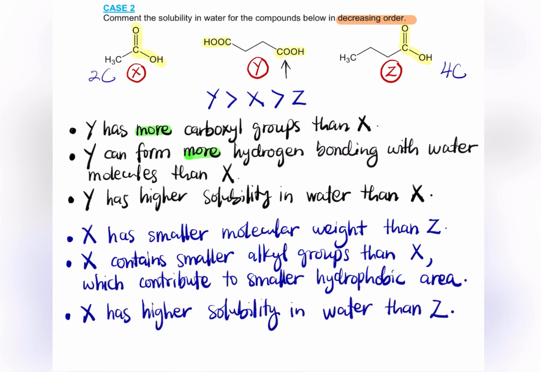So this is how you want to explain examples of questions based on case 2 with 3 different structures of carboxylic acid. So I hope all of you understand now, based on these 2 examples, case 1 and case 2, how to explain and describe the solubility of carboxylic acid in water.